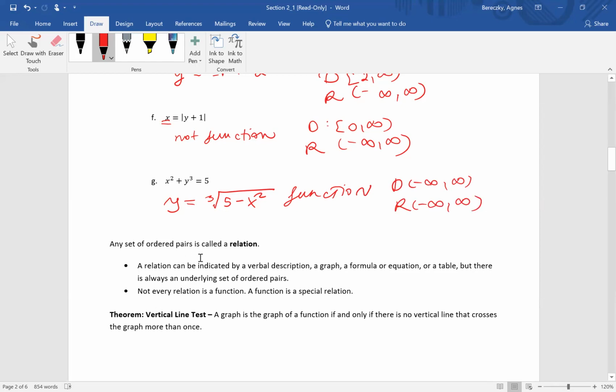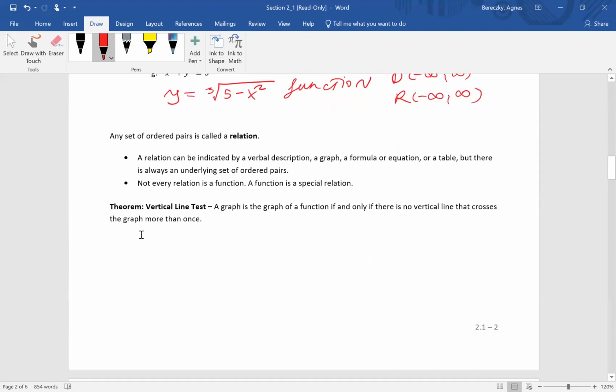Any set of ordered pairs is called a relation. A relation can be indicated by a verbal description, a graph, a formula or equation, or a table, but there is always an underlying set of ordered pairs. Not every relation is a function. A function is a special relation.